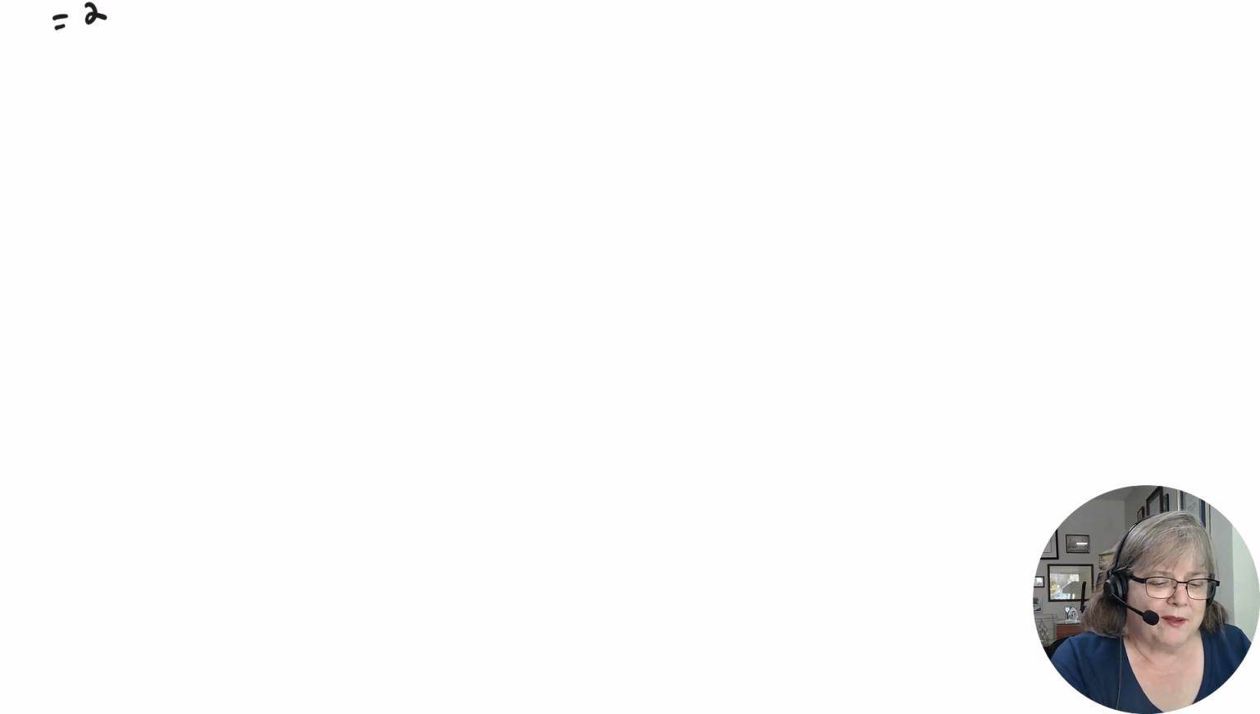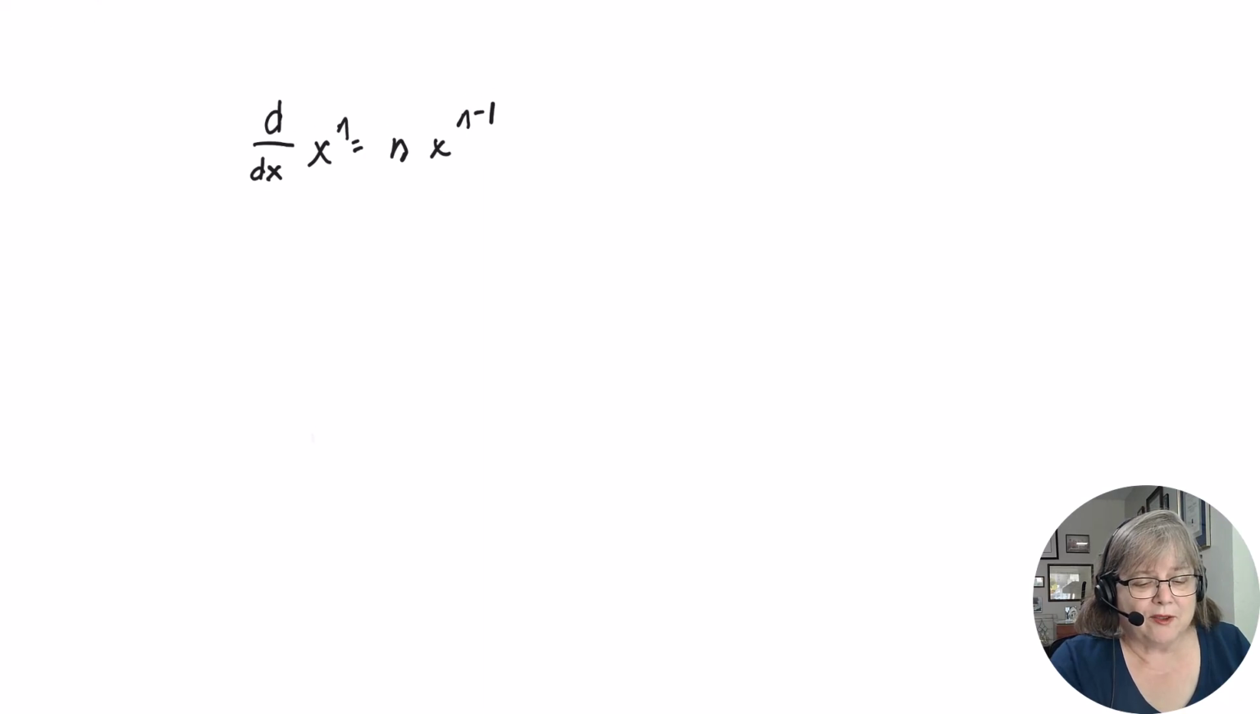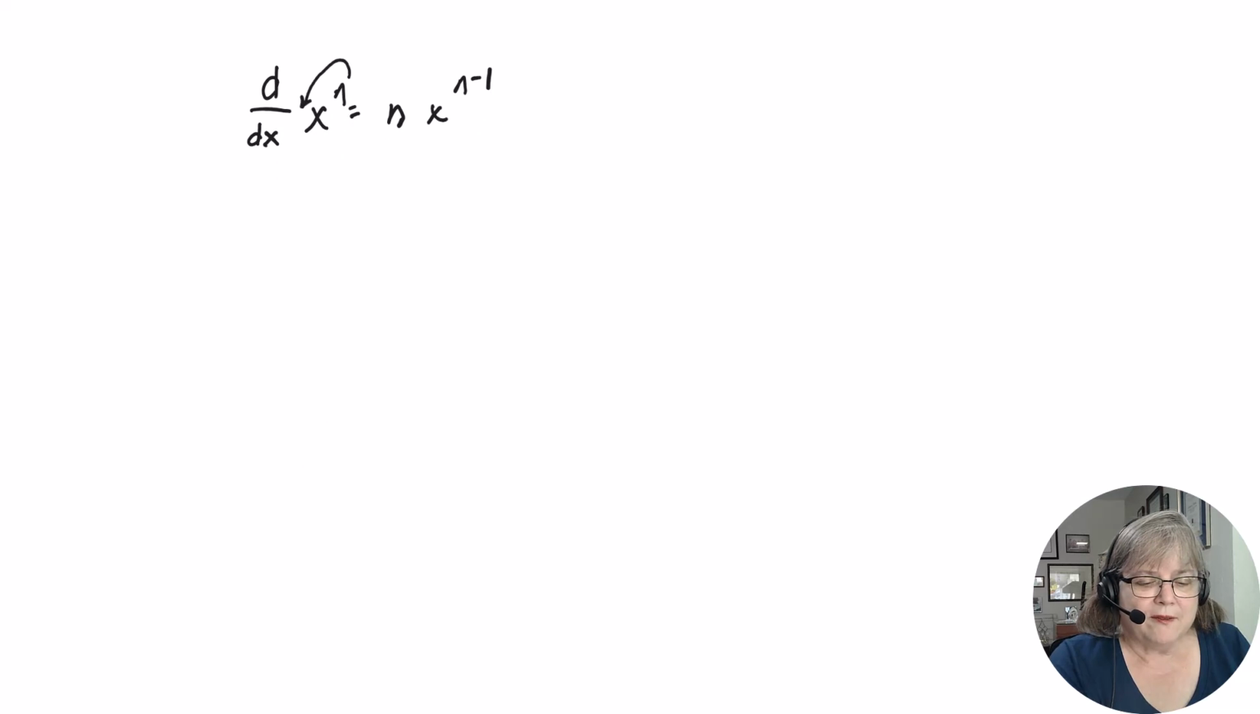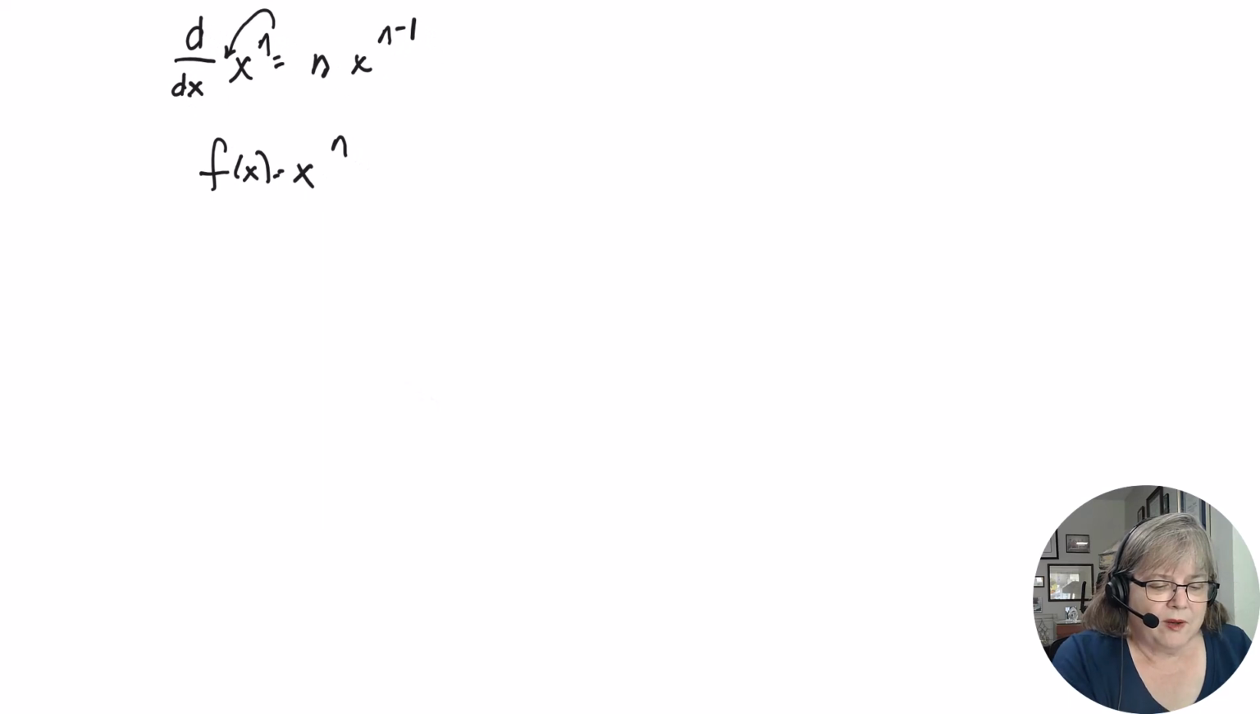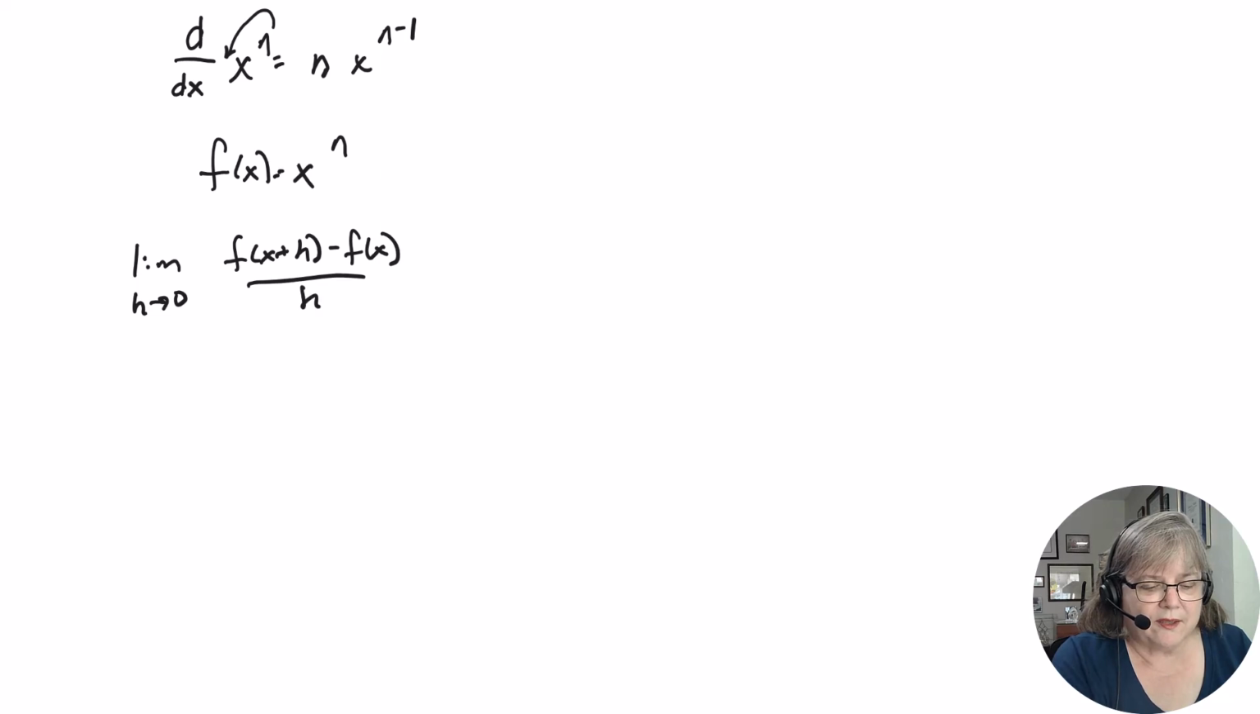So what I'm trying to prove is that the derivative with respect to x of x to the n is n x to the n minus 1. That's actually what you're going to do, which says take the power, bring it down in front, multiply it, and take 1 off the original power. So our original function is x to the n. So I want to do the limit as h goes to 0 of f of x plus h minus f of x over h. That's the derivative.